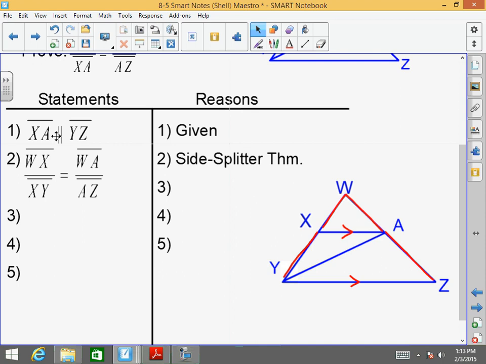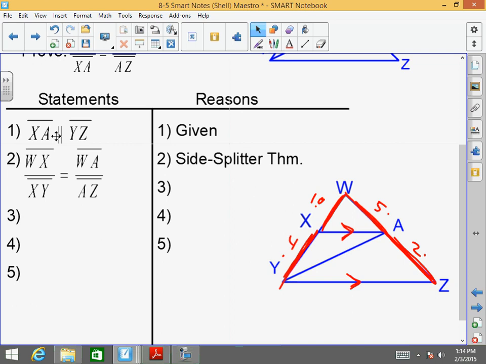We got plenty of time, so I don't want you to rush. Does everyone see that one? Okay, I see you guys writing because you're awesome, so I'm going to give you a second. Yes, sir. You don't see side splitter? Isn't XA parallel to YZ? So doesn't that make WX to WY proportional to WA to AZ? Remember, if this was 10 to 4 and that's 5 to 2, doesn't this to that proportional that to that? Side splitter. No, thank you. Thank you for your honesty.